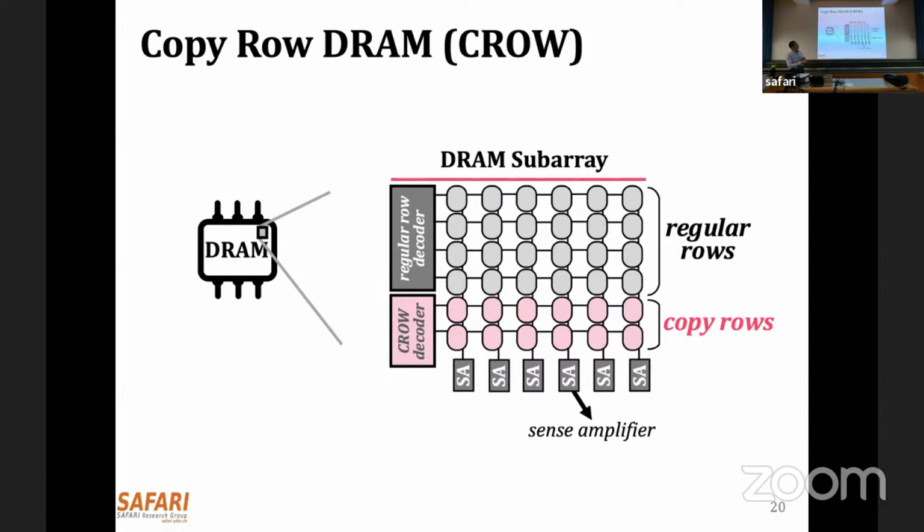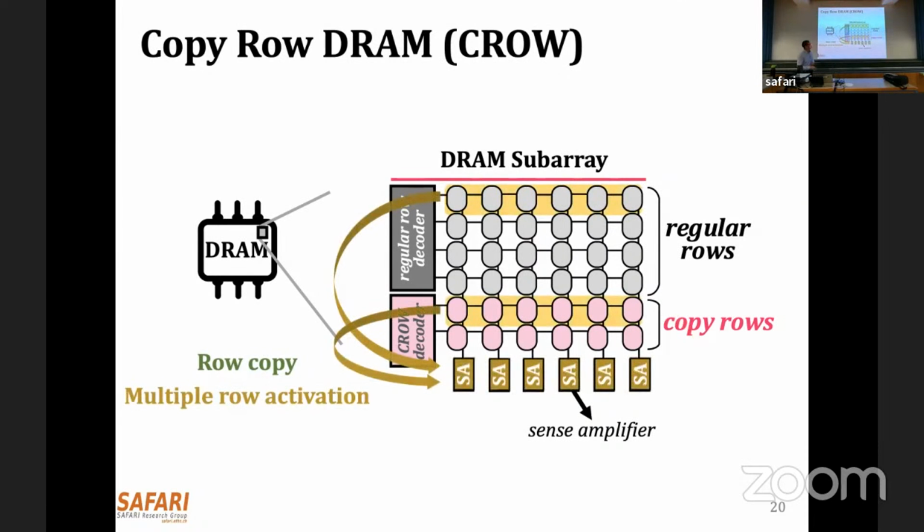This is different from tiered latency DRAM because you can see that there are no isolation transistors over here. You have two different decoders. One is the regular decoder, one is the CROW decoder. If you want to access the copy rows, you activate the copy row decoder. But these are two independent decoders, and we will see why that's useful. So you can copy data from a regular row to a copy row. And we know how to do that, right? Using RowClone. So that's not new.